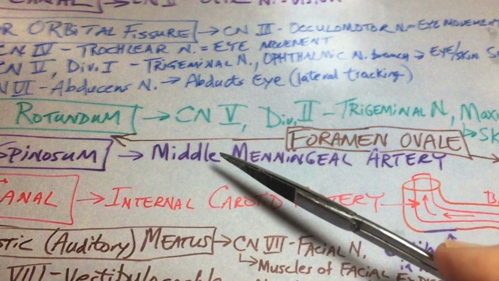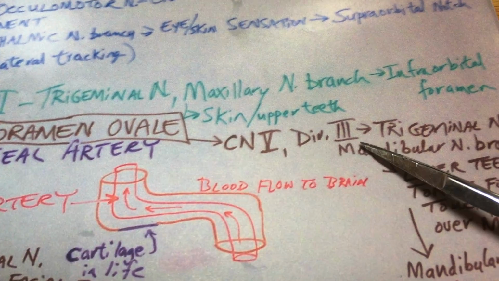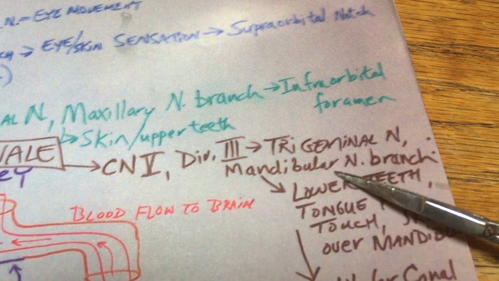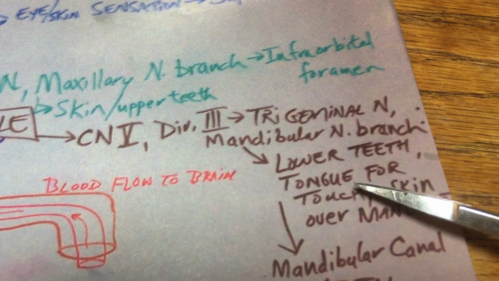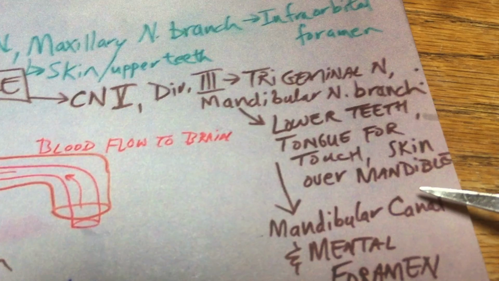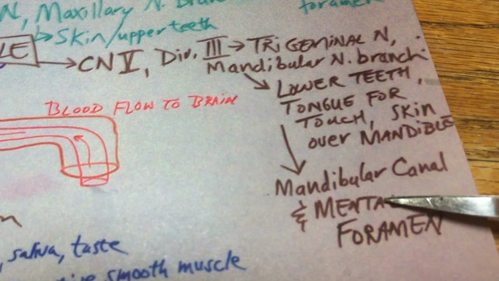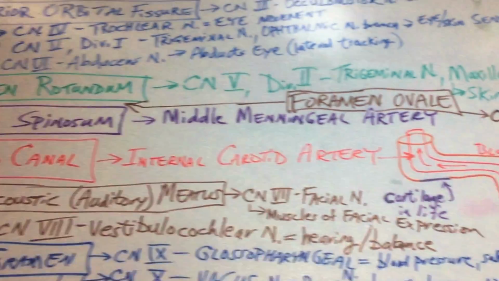Then we have foramen ovale. Foramen ovale, cranial nerve 5, division 3, trigeminal, mandibular, lower teeth, tongue. Okay, tongue for touch. Skin, lower lip, of course. Okay, we're going to go through the mandibular canal and take care of those teeth.